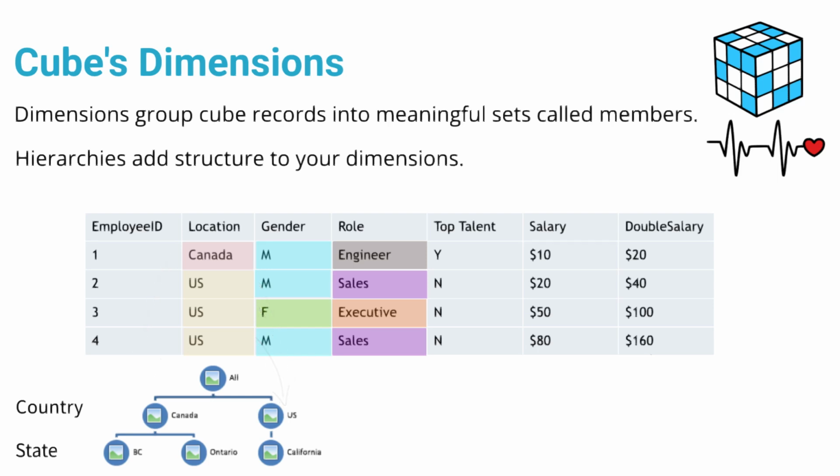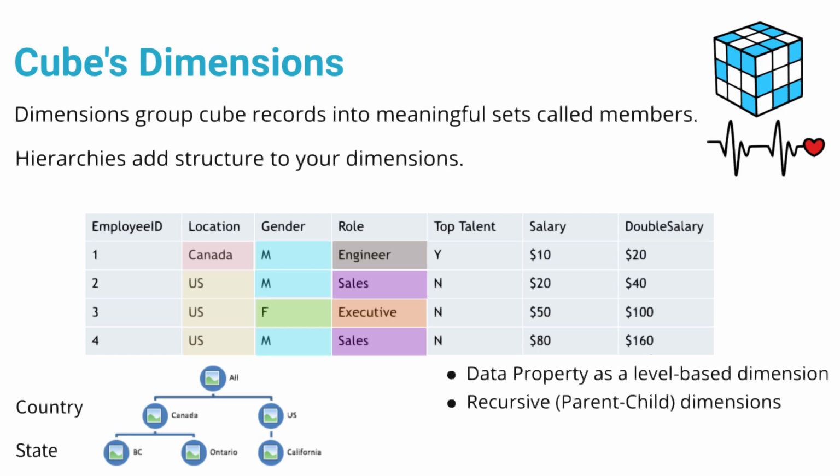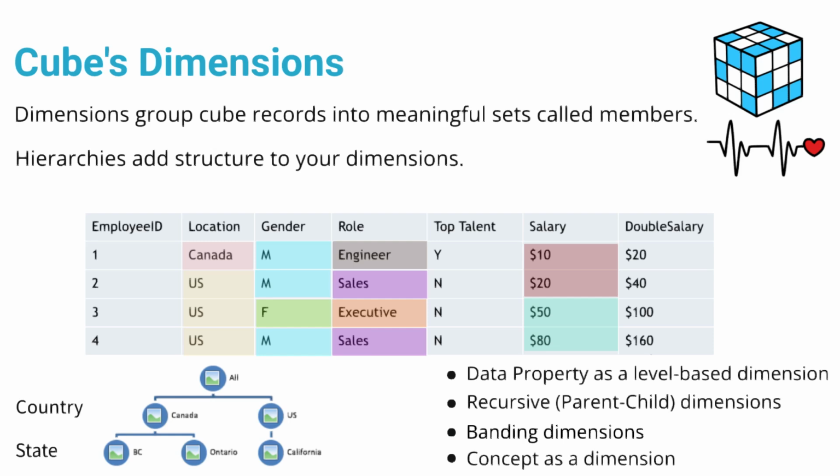There are different types of dimensions. Data property as a level-based dimension, for example, grouping employees by gender or location. Recursive or parent-child dimensions, which have a dynamic number of levels, where each member can only have one parent at any given time, but can vary over time, like an organizational structure. Banding dimensions, for example, grouping salaries into ranges like 0 to 40, 40 to 50, etc. Concept as a dimension, classifying employees as high performer, average performer, or low performer based on their performance score. There are many types of dimensions, each uniquely designed to serve a specific purpose.